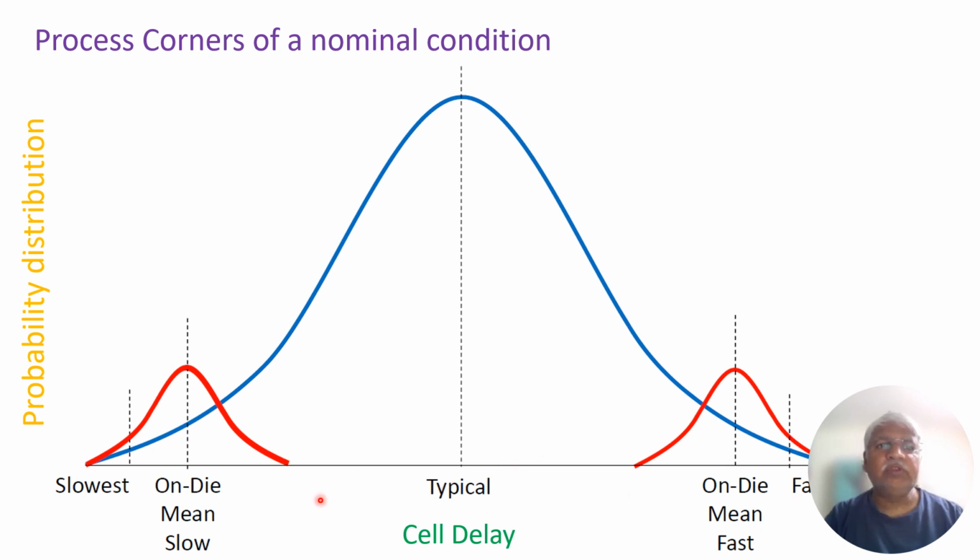Now if you observe, this is the slowest. This is the cell delay on the x-axis and this is the probability distribution. So the typical one has the largest probability distribution. And if you observe, the cell delay slow and fast are slightly interchanged. You can think that this is the larger one, then plus, and this is the minus side of the typical.